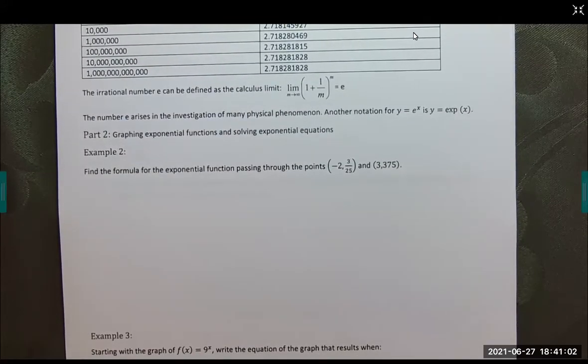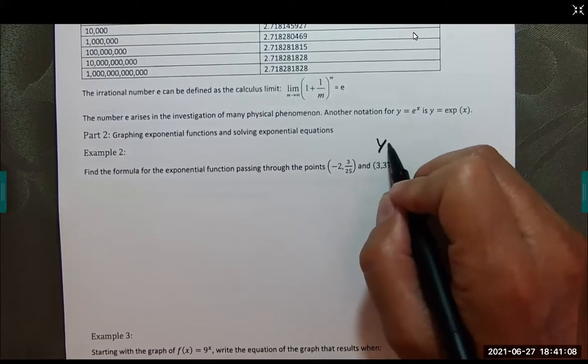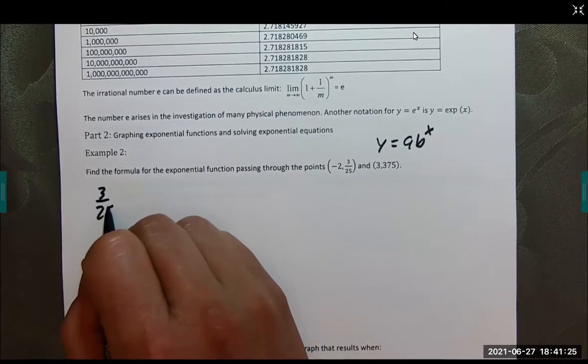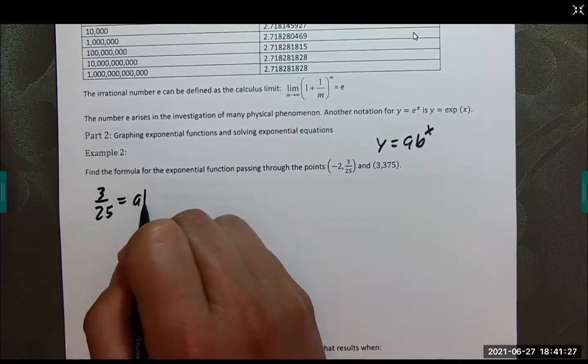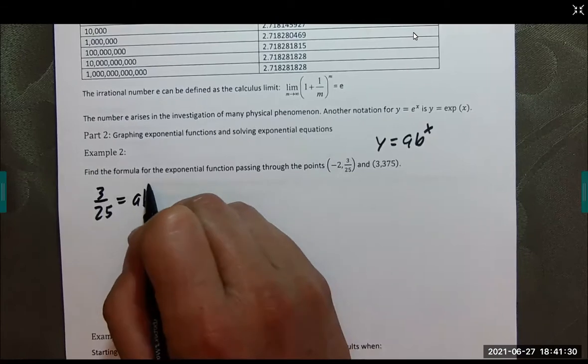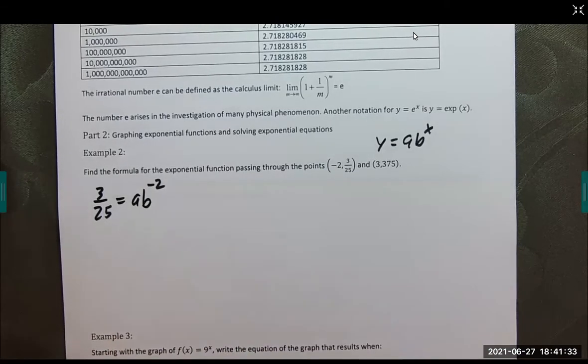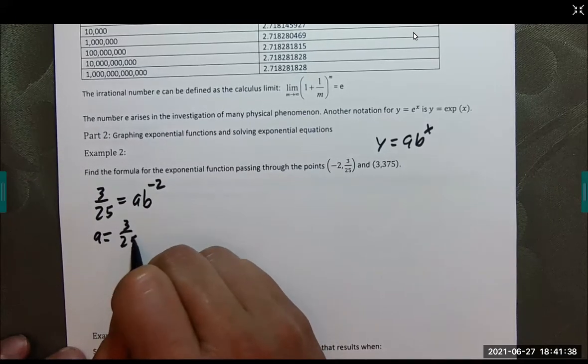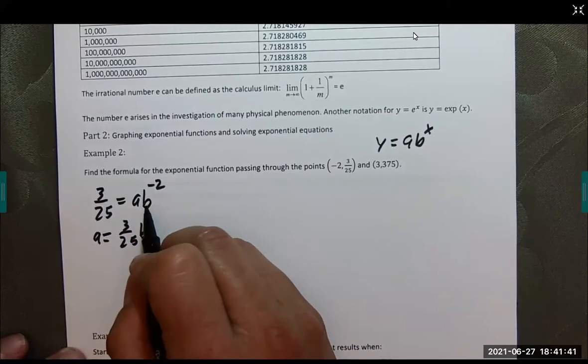So we want to come up with, and we have our generic function, y equals a b to the x. What we want to do is use these 2 points that are on this graph to figure out what a and b are. So I'm going to start with 3/25 equals a b to the -2 power. And I'm going to get a by itself. A equals 3/25 b to the +2 power. Remember, that's 1/b squared, so I just multiply both sides by b squared.